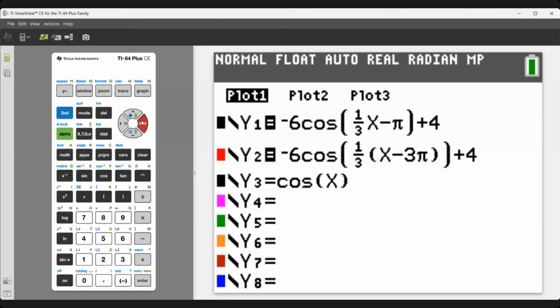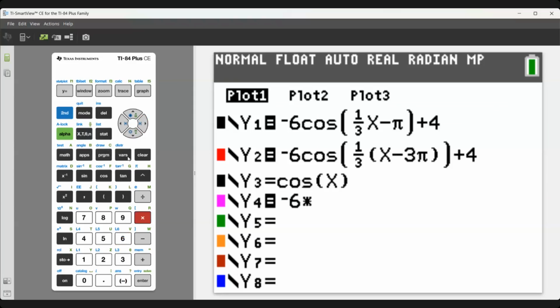And then if we go down to Y4, we'll do this using just our function composition, if you will, notation. So in this case, we have -6. And then our parent function was in Y3. So we're going to call up Y3. And there's a couple ways of doing that.